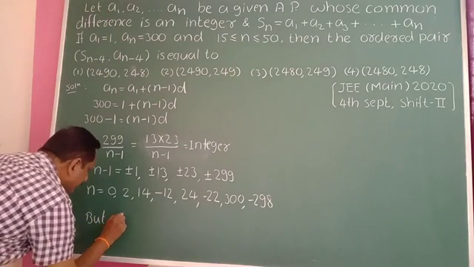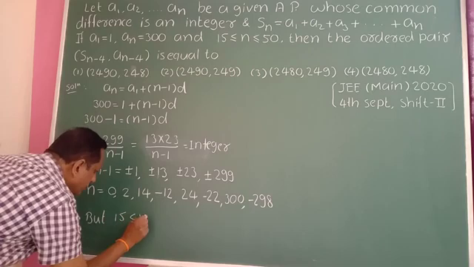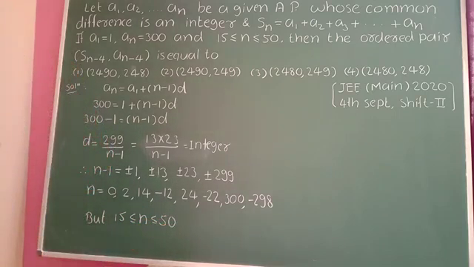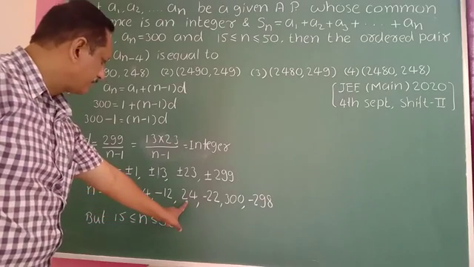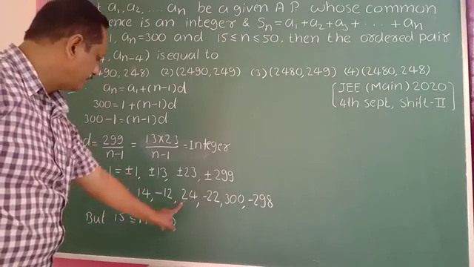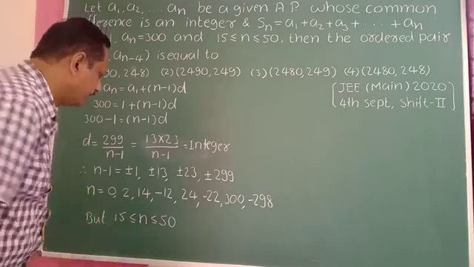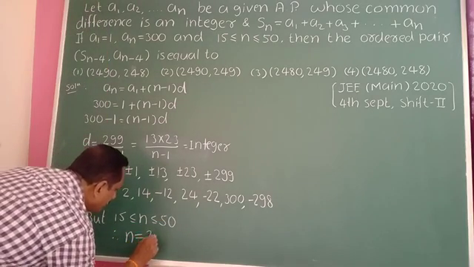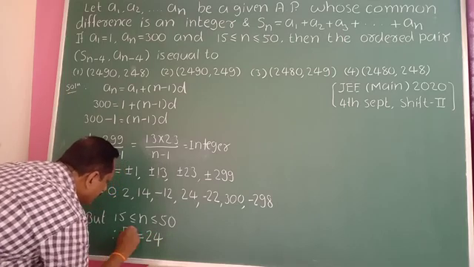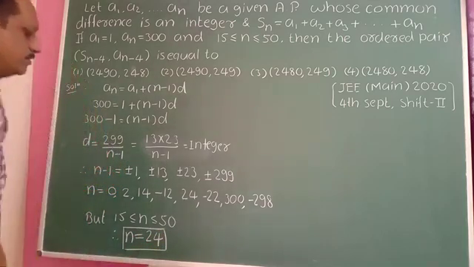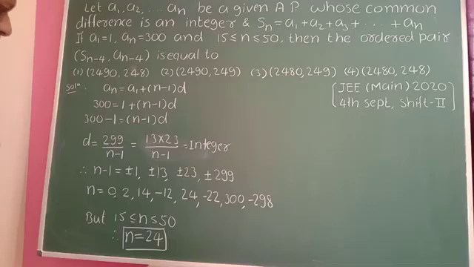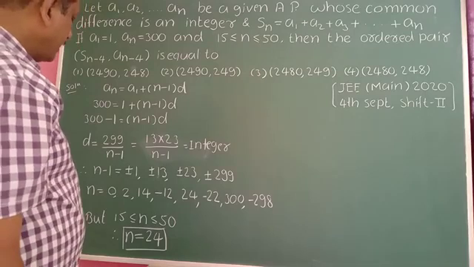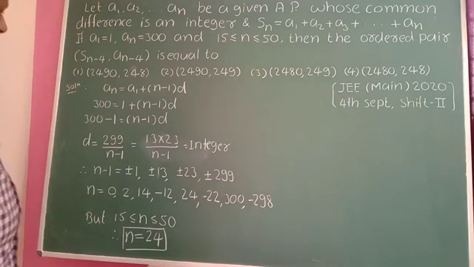15 is less than or equal to n is less than or equal to 50. Then obviously only this number here, only this number 24 lies in between 15 and 50 here. Therefore n must be equal to plus 24 here. Okay, so n is equal to 24. Then n equal to 24.